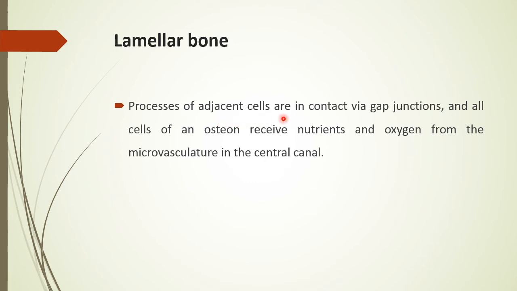Processes of adjacent cells are in contact via gap junctions. The dendritic process of this osteocyte and the other one are in contact via gap junctions. We mentioned this before about the osteocytes we talked about, that they contact via gap junctions, and all cells of an osteon or Haversian system receive nutrients and oxygen from the microvasculature in the central canal.